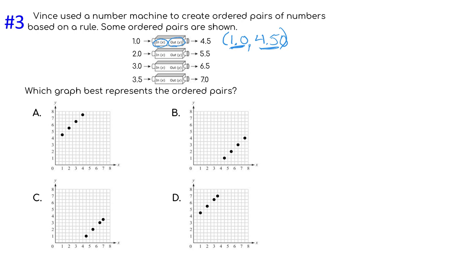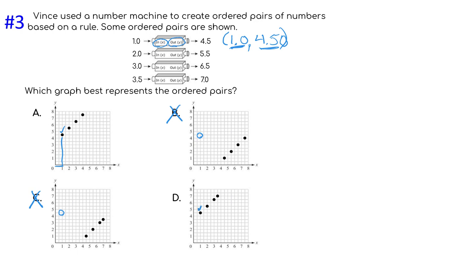So run to 1 on answer choice A, jump up to 4.5, looks good. B, run to 1, jump to 4.5. There is not a point there. There should be one right there. So B is out. C, run to 1, jump to 4.5. No point there. So C is out. D, run to 1, jump to 4.5.